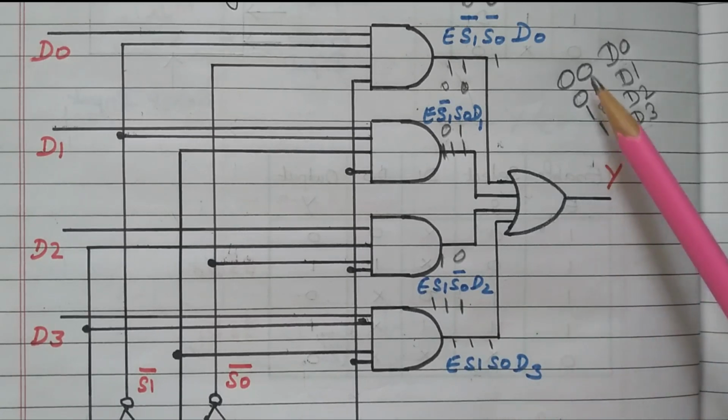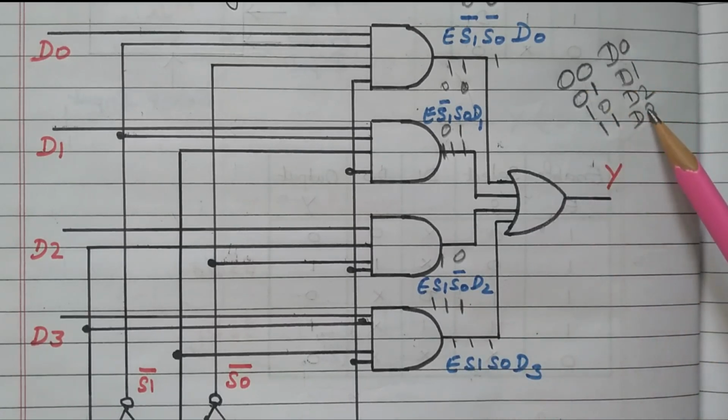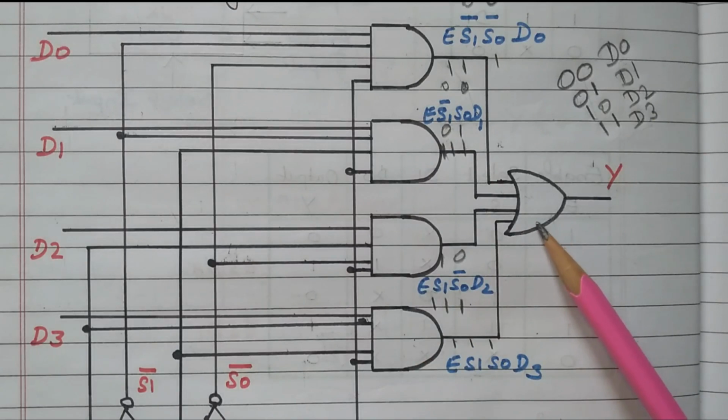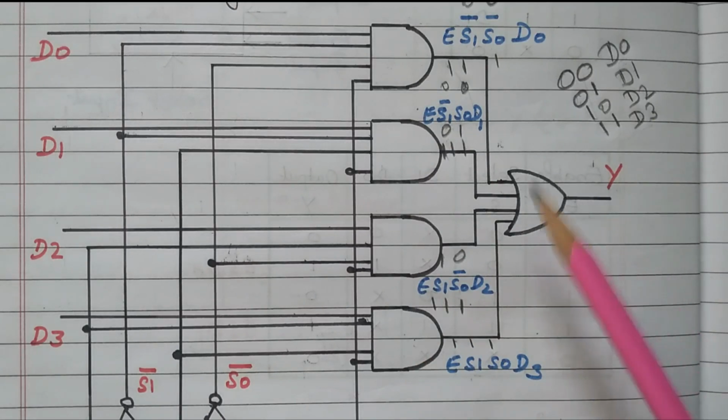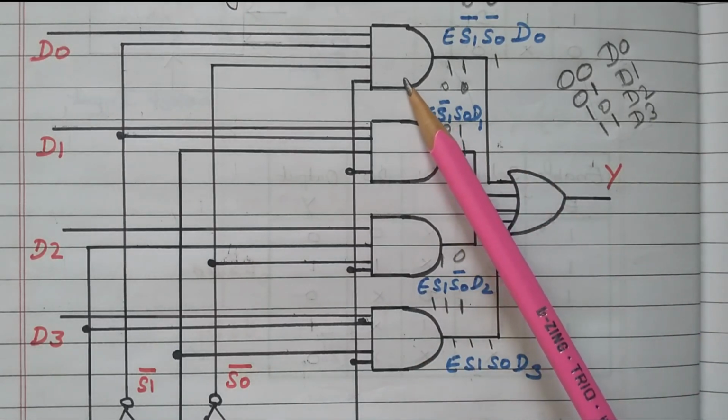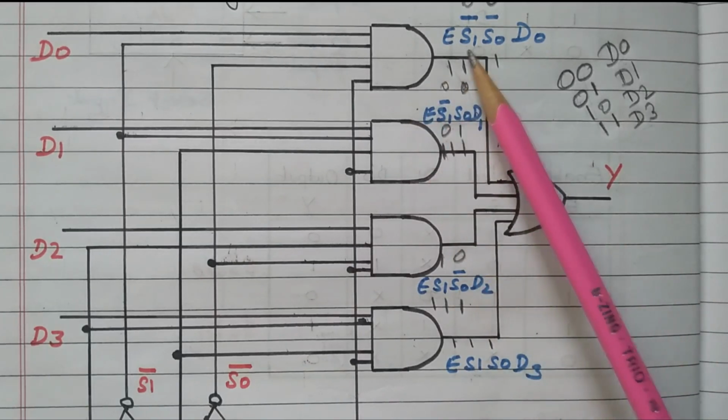So based on the combination, we get any one input as the output, either D0, D1, D2 or D3. Right. So this is the logic diagram. We have 4 AND gates, all connected by the OR gate in order to produce the output. In each AND gate, one input is data, the second input is enable, and the third and fourth inputs are selection lines.